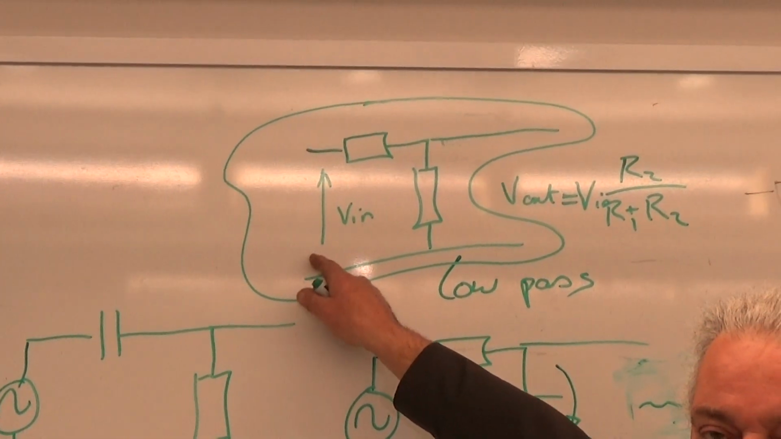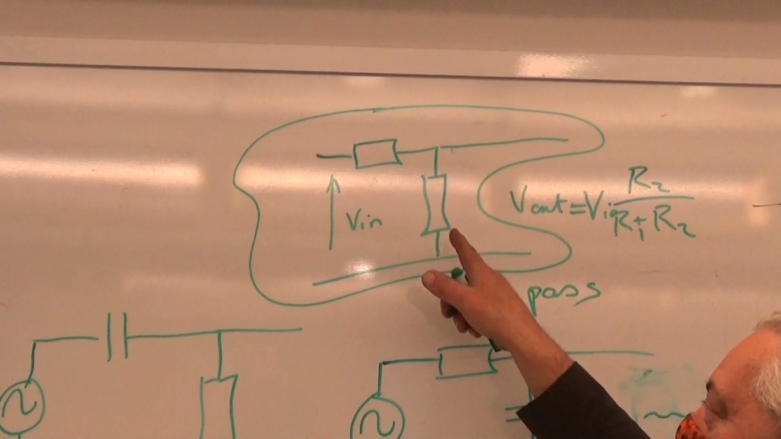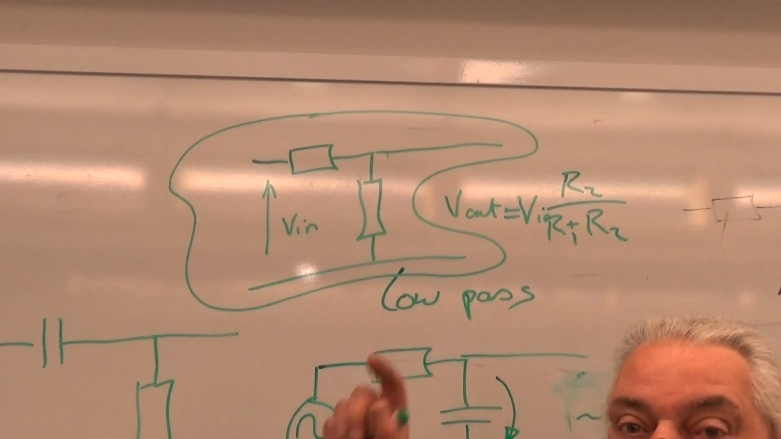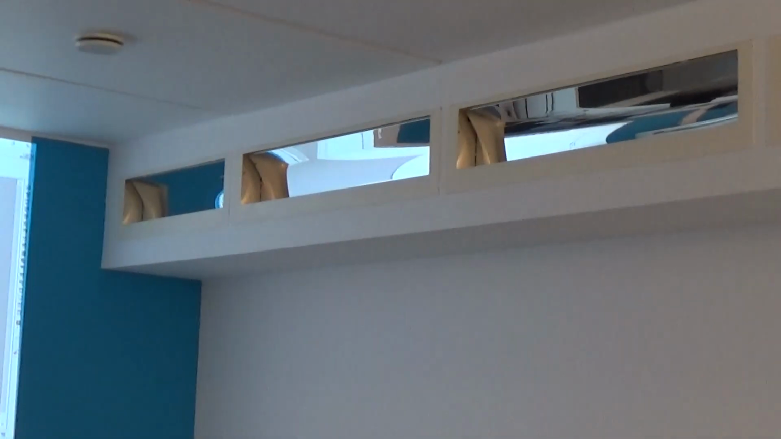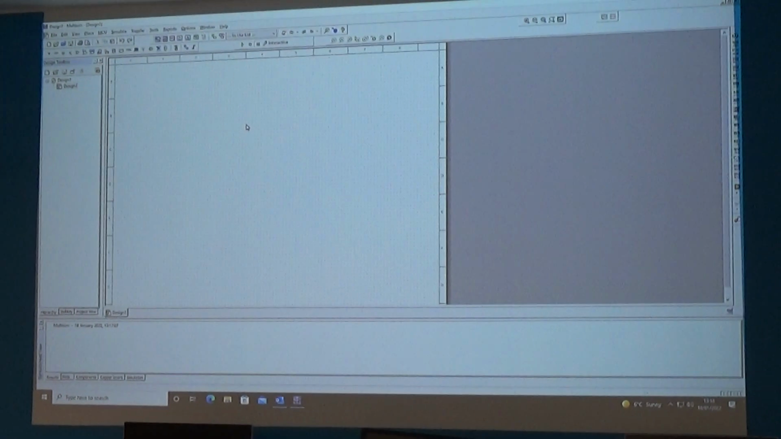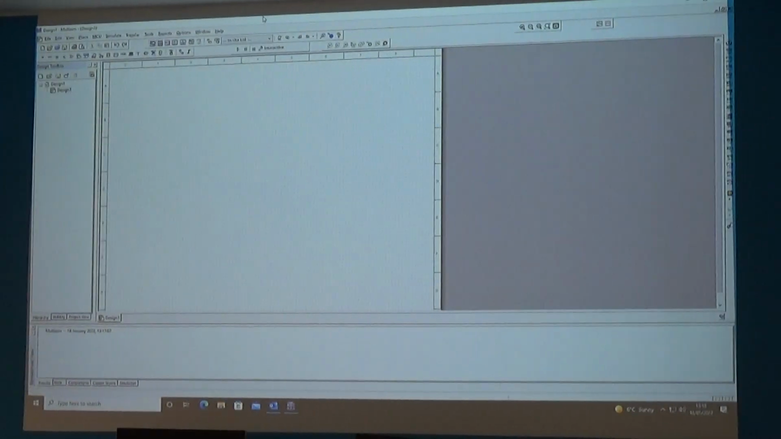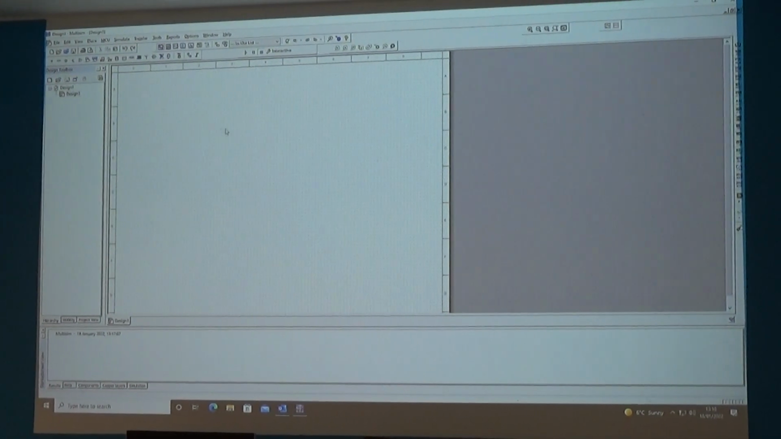A potential divider takes some of the current and puts it down to ground, and takes some of the current and puts it on the output. We'll see how useful a circuit that is in a minute. It's a really, really powerful thing to have an understanding of. Okay, Multisim's a complicated thing. Let's just learn by example.